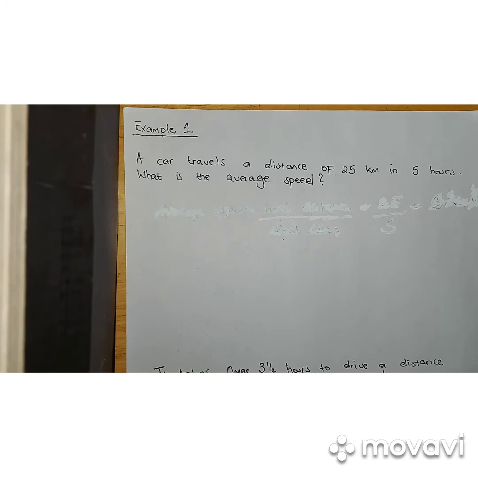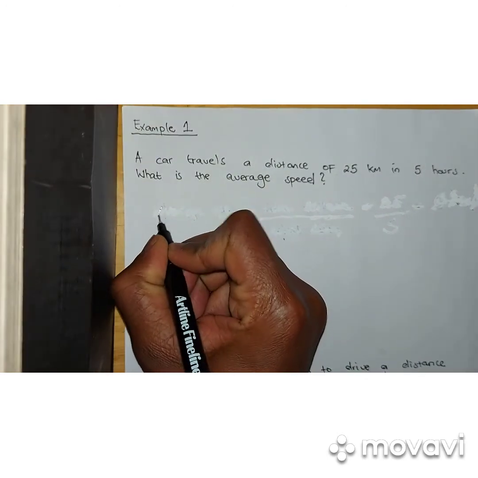Let us look at the following problems involving average speed and time. A car travels a distance of 25 kilometers in 5 hours. What is the average speed? So the first thing you do when you are solving problems involving average speed: read and understand the question. Understand what the question requires. In this question, it requires us to find the average speed. So write the formula down for average speed first.